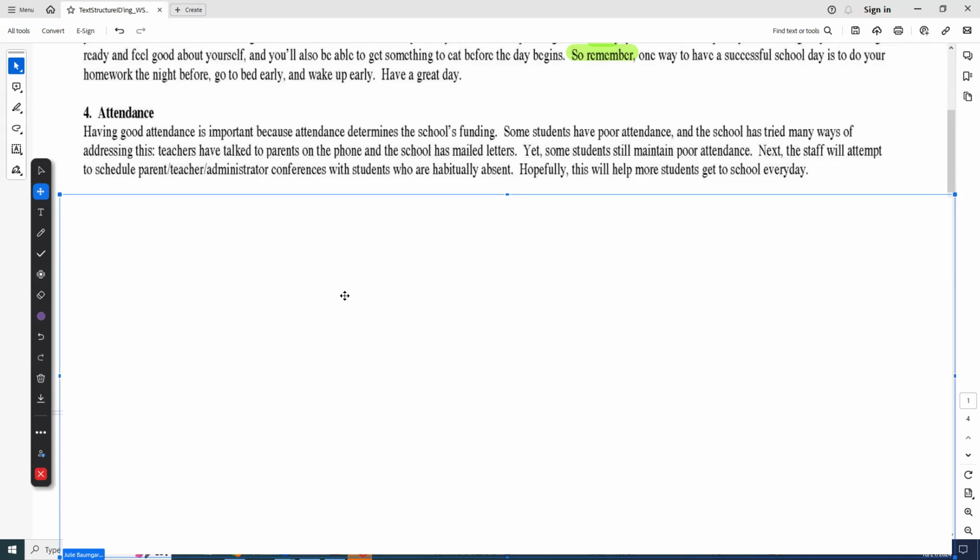Good. I agree. Right away, having good attendance is important because attendance determines the school's funding. Some students have poor attendance, right? So right away, when we are detecting this, you're framing the topic in a negative light. So we've defined it as important, but we've also defined it as a problem. Some students have poor attendance, and the school has tried many ways of addressing this.